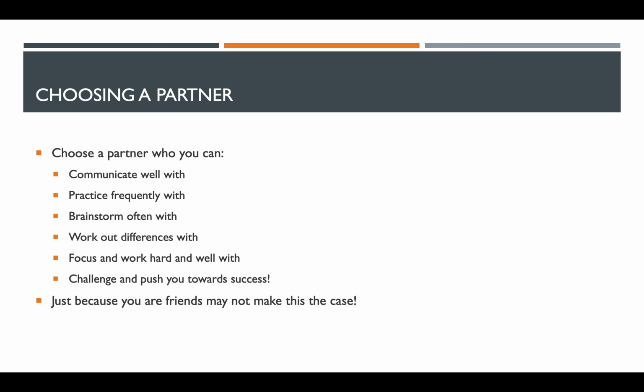You don't necessarily want to be choosing your duo partner as a friend because even though you may communicate well with them, they may be your best buddy, that may not work out in the end because they may not be able to practice well with you. You may not be able to focus together, right? If you find yourself goofing off when you're supposed to be practicing, then that duo is not going to be able to succeed because you need to make sure that you practice, practice, and practice.